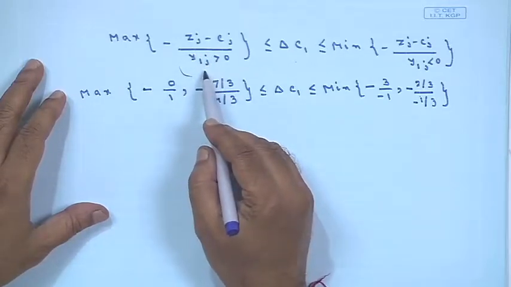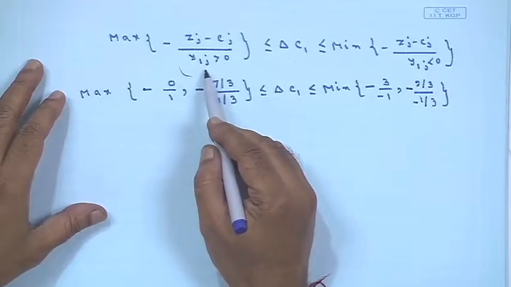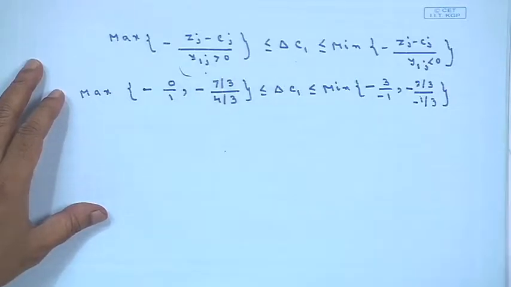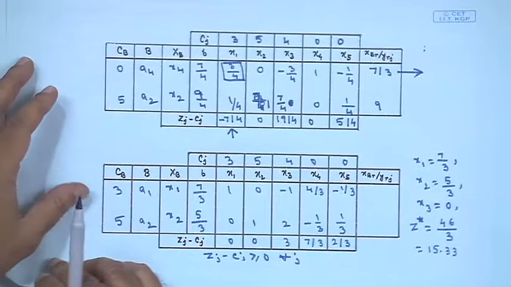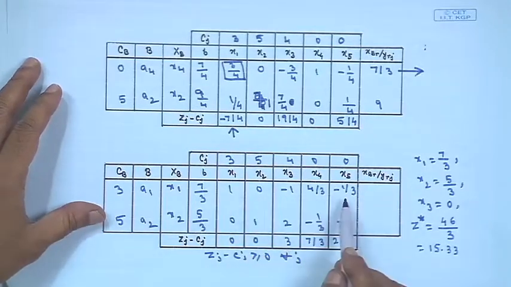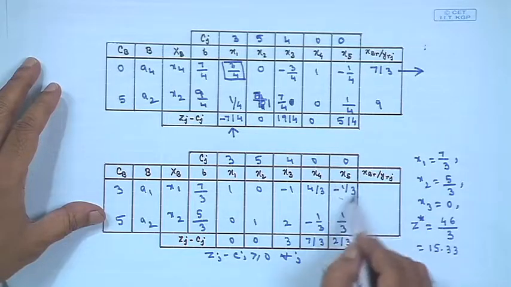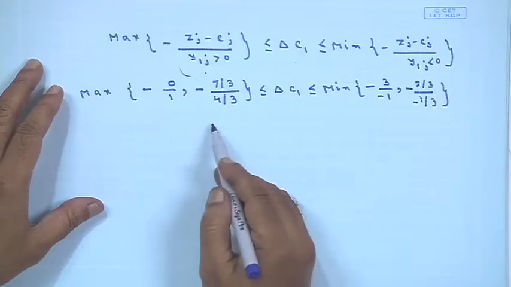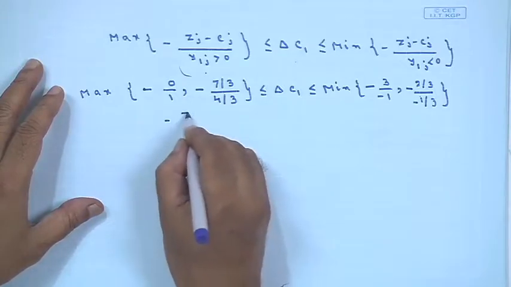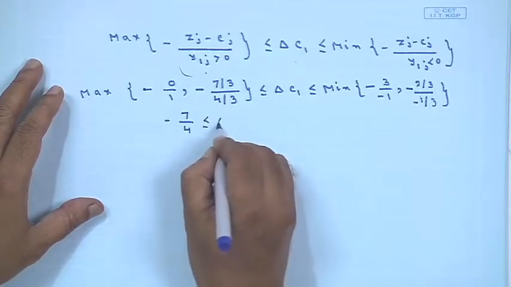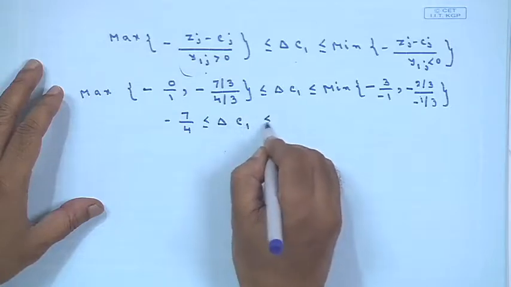I hope it is clear now that y1j means for the first one you are taking it wherever you are getting the positive values, and for the minimum value y1j value should be less than 0. So, if I calculate this, you will get minus 7 by 4 less than equals delta C1 less than equals 2.